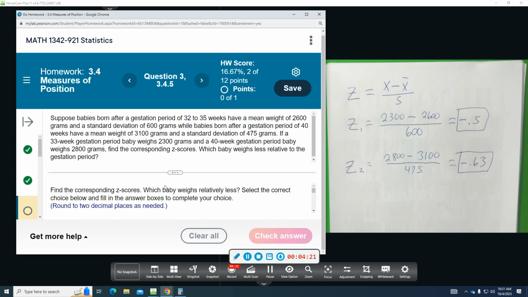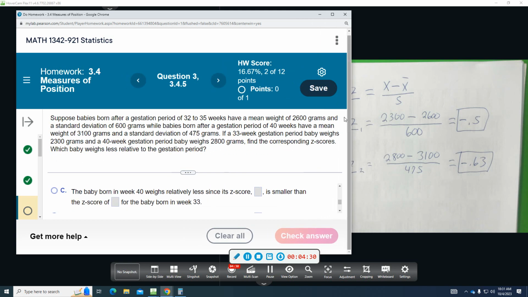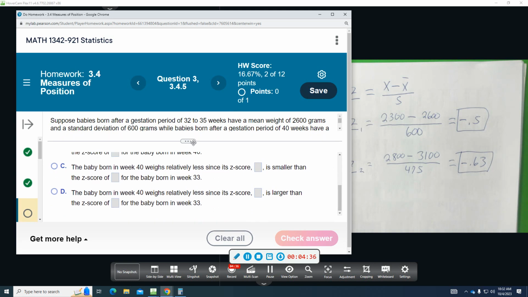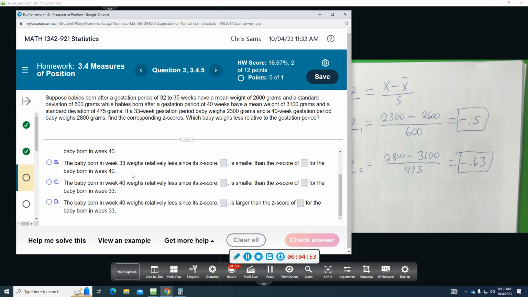So we want to know which baby weighs relatively less. Select the correct answer. So out of these answer choices, I can shrink this a little bit. Okay. So the baby in week 33 weighs less since its z-score is blank, is larger than the z-score of the other. The 33-week baby weighs relatively less since its z-score is smaller. The 40-week baby weighs less.